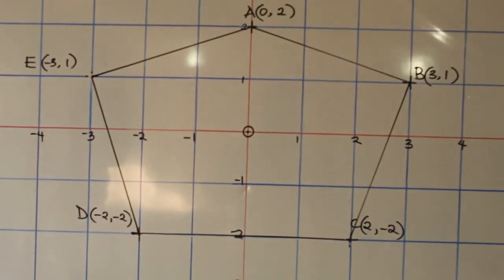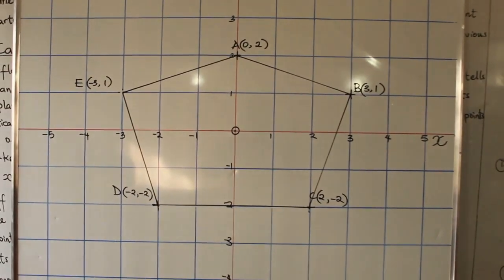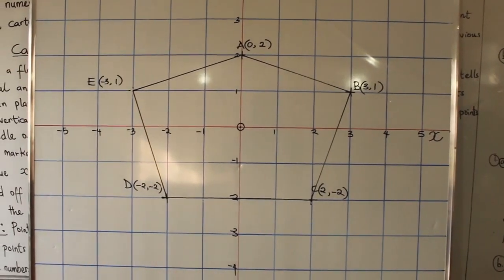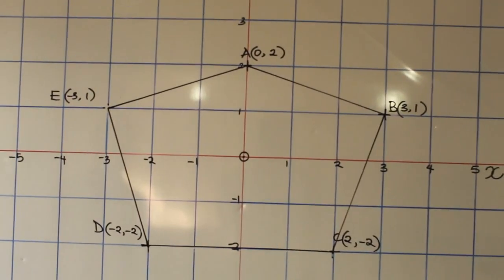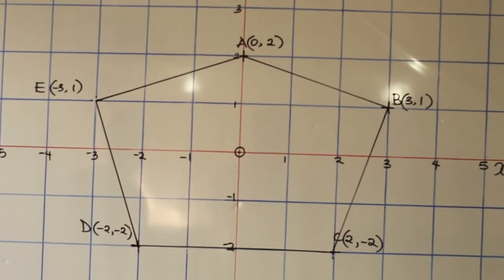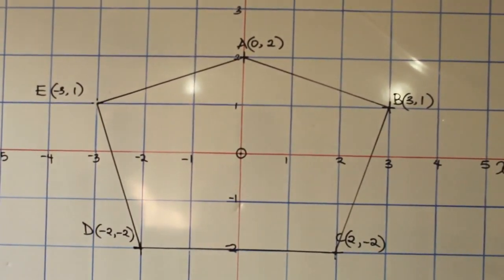Now that's our graph. We've been able to locate points A, B, C, D, and E, and we've joined all the points together, and it gives us a polygon, and that's a pentagon. That's the end of this graph.